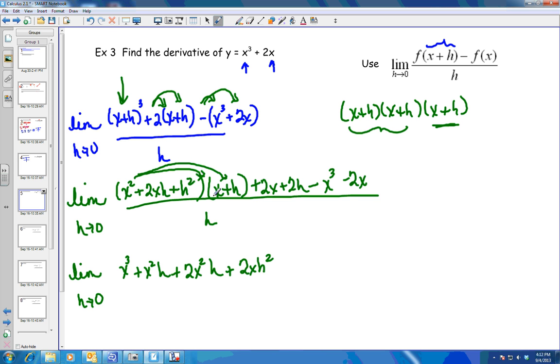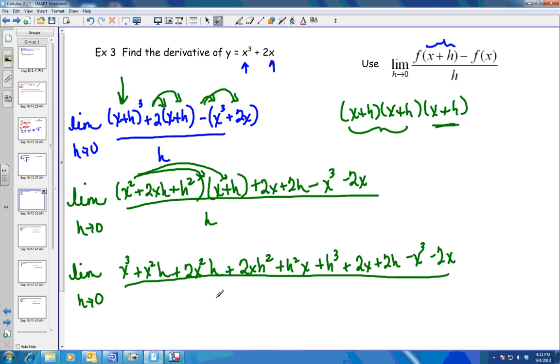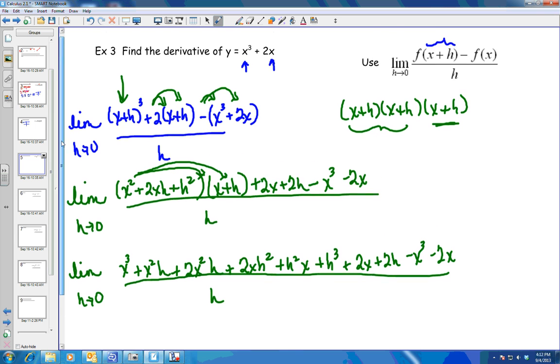Now I'm going to do my h squared. H squared times x. H squared x. H squared times h. H cubed. So I just rewrote all of this by distributing, multiplying everything out, and got this. I'm going to write down all of that other stuff I have left. And if we did it right, things will cancel out. So let's hope we didn't make any mistakes.